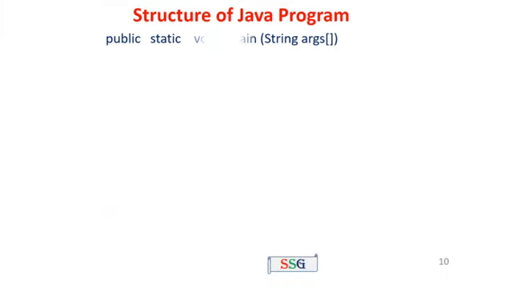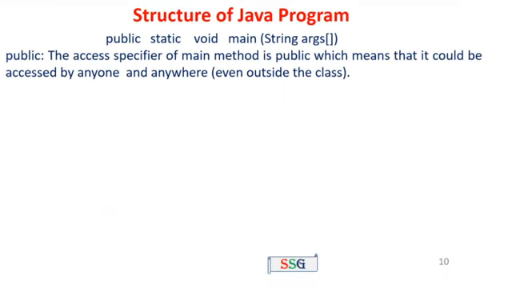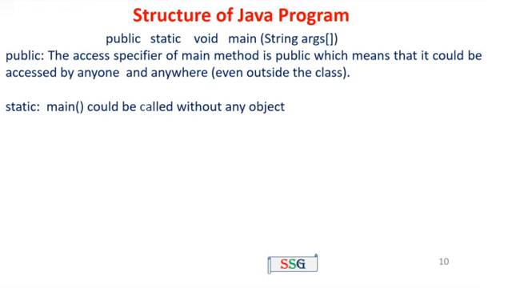Okay, here public static void. What is the meaning of public? Public is the access specifier of the main method, which means that it could be accessed by anyone from anywhere. That is, even outside the class, you can access this method. Public means anyone can access this method.